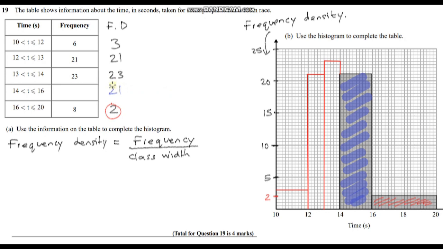And now we know the frequency density, we can calculate the frequency. So how do we calculate the frequency? Well, we just need to rearrange this formula. So if we rearrange this formula, we get that the frequency is equal to the frequency density multiplied by the class width. So the frequency is going to be 21 times our class width, which is 2. 21 times 2 is 42. Let's just write that down here. So I did frequency density, which was 21, multiplied by our class width, which was 2, which gives us 42, and we are done.